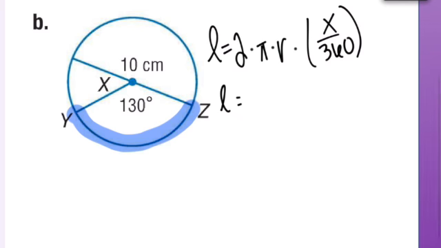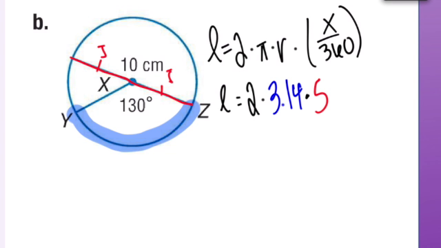Let's go ahead and plug in everything we need to know. So 2 times, let's plug in pi, 3.14, times, plug in the radius. So in this case, the 10 represents the diameter. So that means that each little radius is going to be half of that, which is 5. So times 5, then times x over 360.